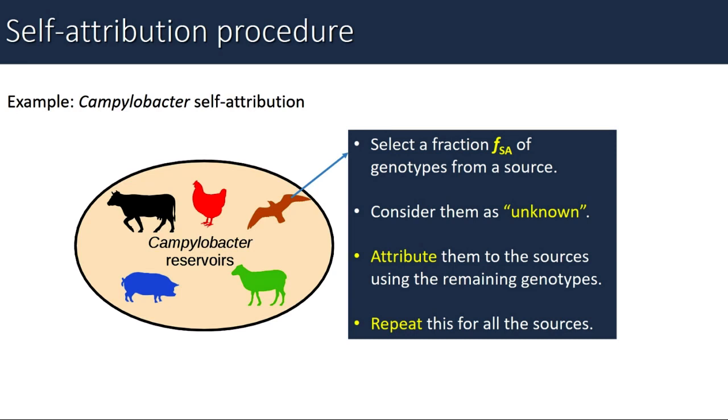Self-attribution for a given source is a cross-validation strategy that consists in selecting a random fraction of genotypes from the source and pretend that they are from a known origin. The idea is to attribute the selected genotypes to sources. The MMD program repeats the procedure for self-attribution of all the sources.